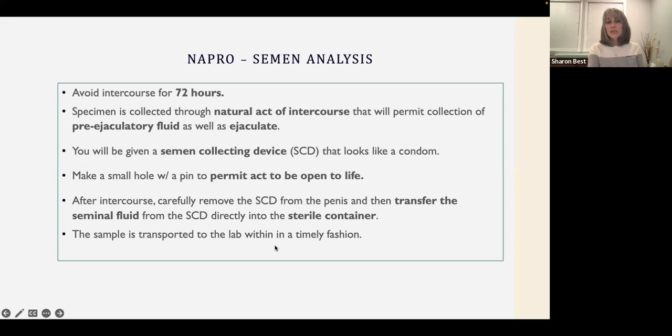The samples are transported to the lab in a timely fashion. The different labs have different ways. One lab has a designated carrier to pick up the semen specimen. The other lab has you mailing the specimen by FedEx.